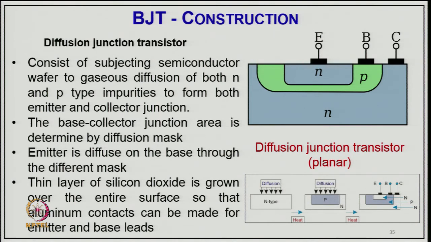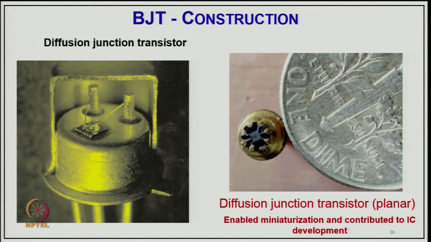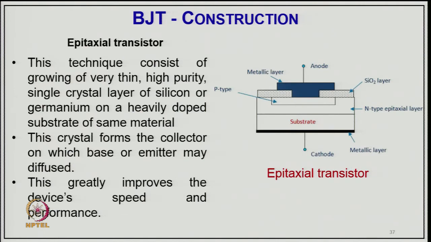So that the aluminum contact can be made for the emitter and base leads, as you can see here how the diffusion transistor is really there, and these are typical examples of how a diffusion transistor looks. The fourth one, which is quite popular finally, is the epitaxial transistor, as you can see here.